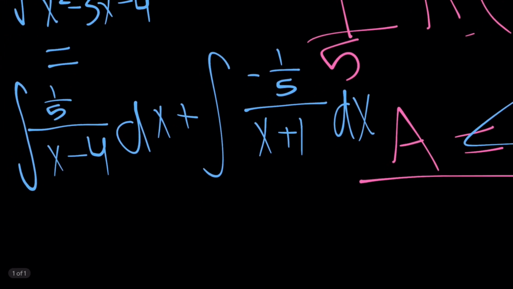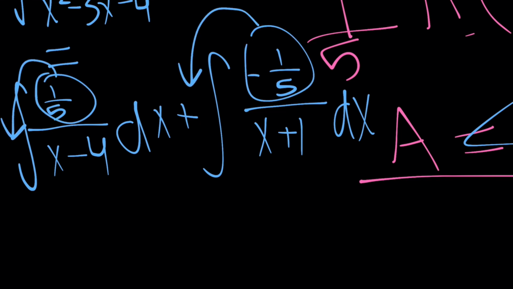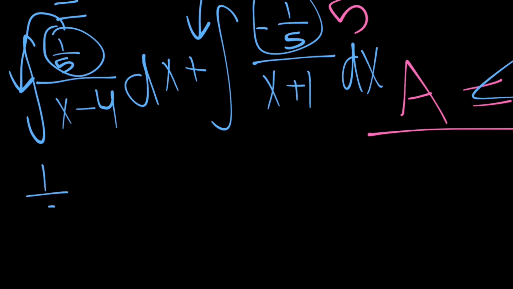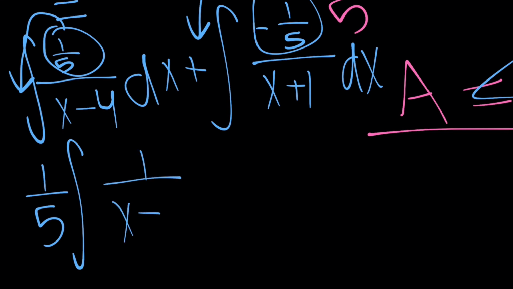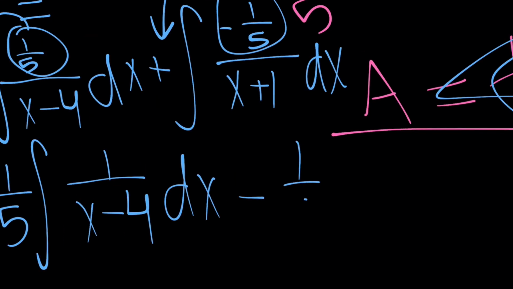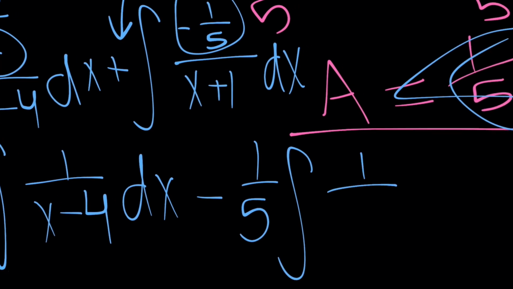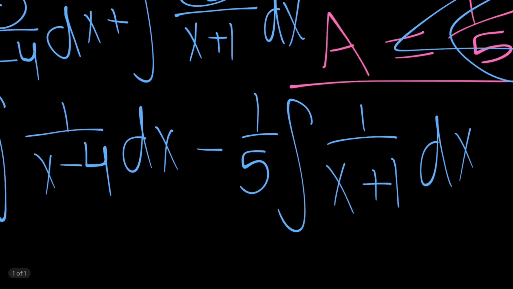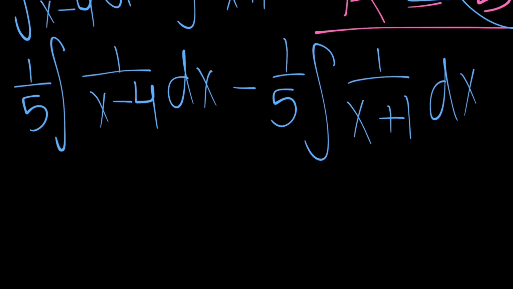Next we're just going to put the 1/5 on the outside. So that's going to get us to 1/5 integral of 1 over x minus 4 dx, negative 1/5 integral of 1 over x plus 1 dx. Now that we separated the 1/5 on the outside, it's going to be much easier to solve. As you can see, we have 1 over this thing and 1 over this thing.